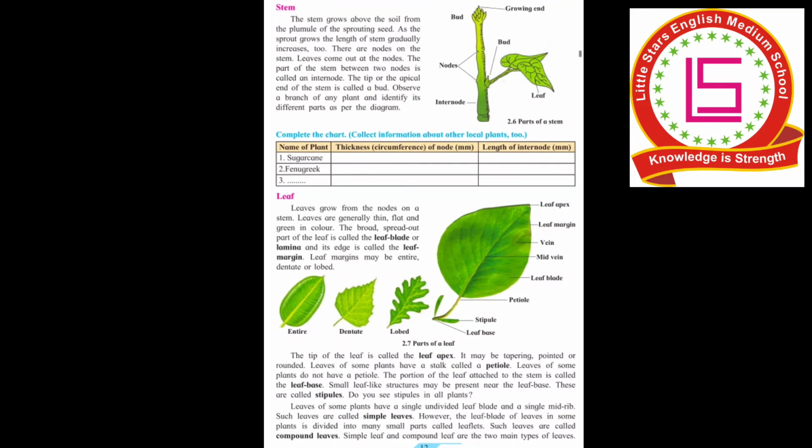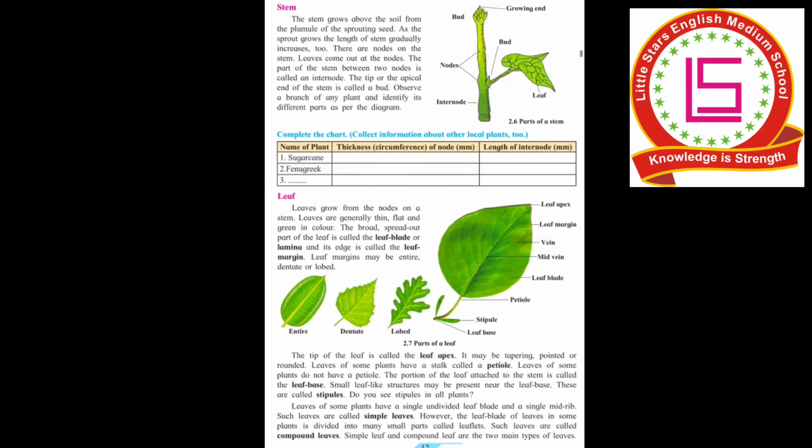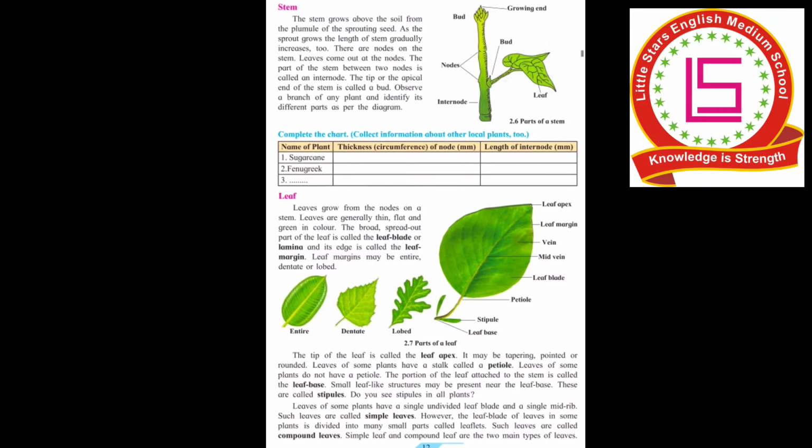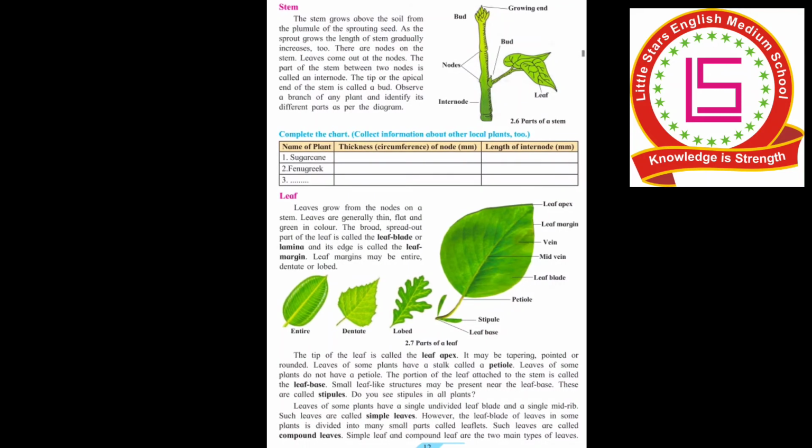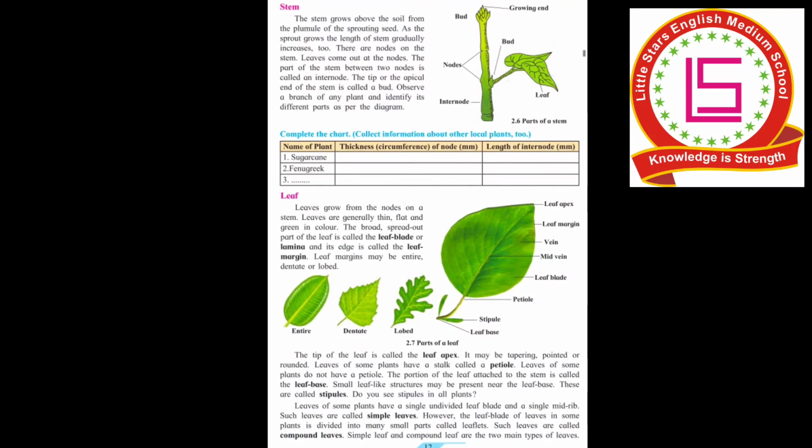Observe the branch of a plant and identify these parts. You don't have to go anywhere. Please take care. If there is any tree or other plant beside your house, you can observe that for further details. And this will be your homework: draw picture 2.6, parts of a stem, in your notebook. This will be your homework.